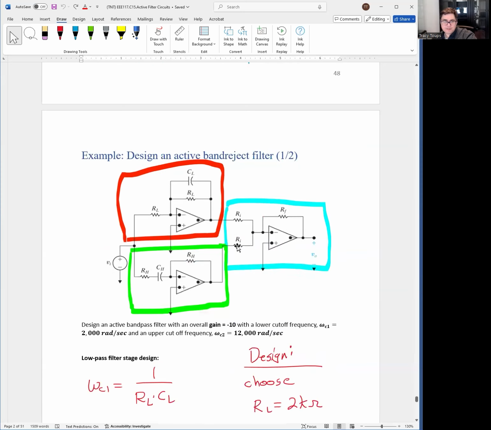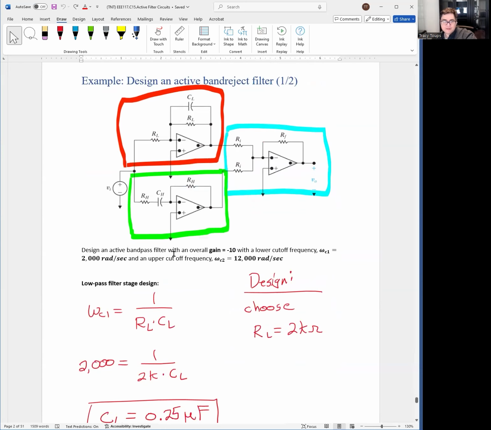So again, 3 stages put together. So kind of do an example. So let's say we have a gain of -10. The lower cutoff frequency of omega C1 equals 2,000 radians per second. Upper cutoff frequency of omega C2 equals 12,000 radians per second. But this is the band reject filter now.